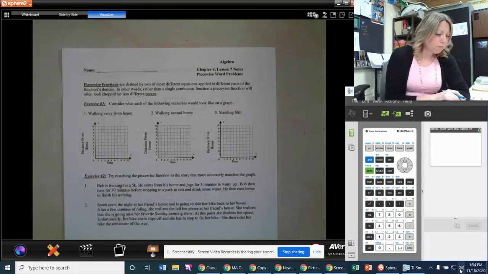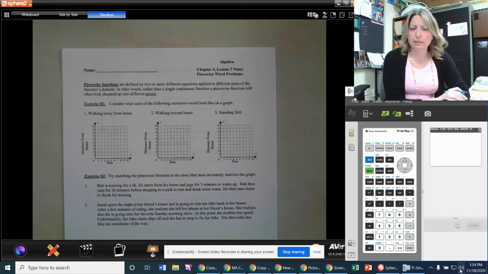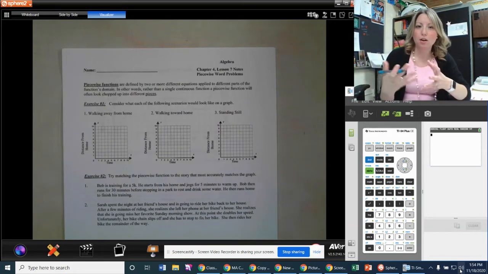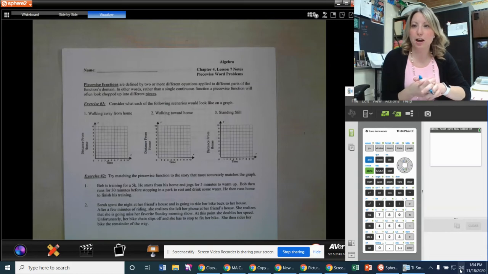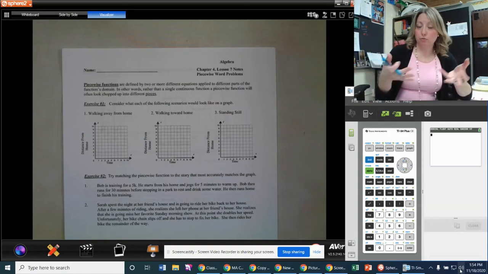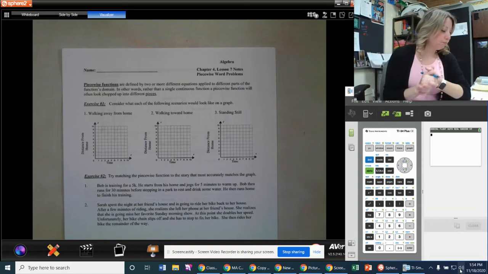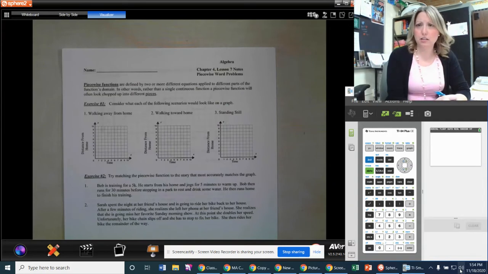Or one we look at a lot is snow falling over time and how the storm changes, and what that ends up looking like on a graph. That's pieces of different time periods being shown. So those are just some ideas of how we might look at piecewise functions based on word problems, based on some stories that we're interpreting.